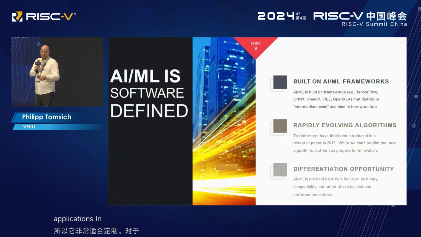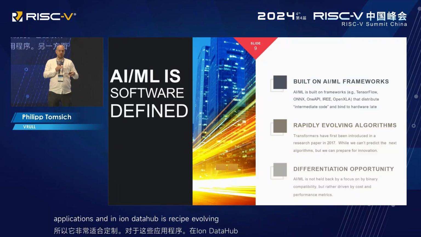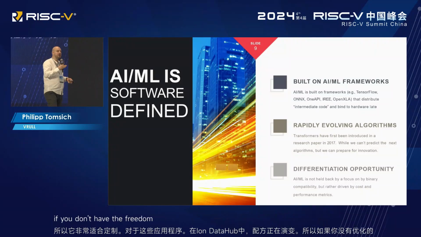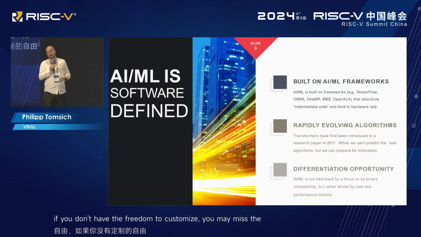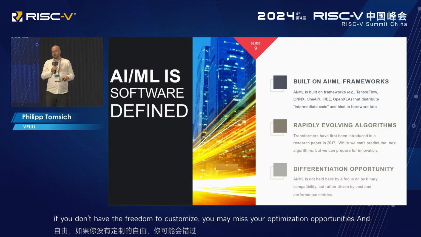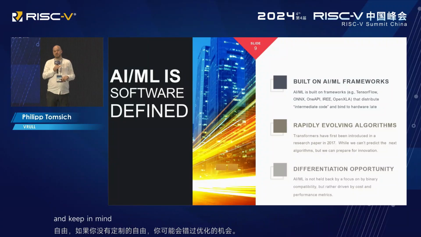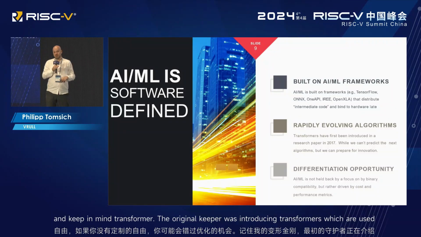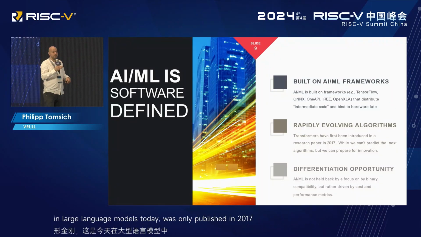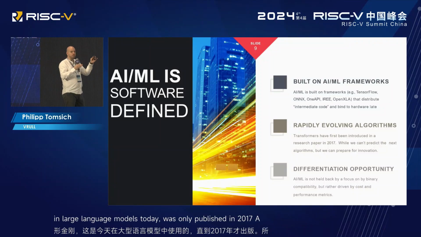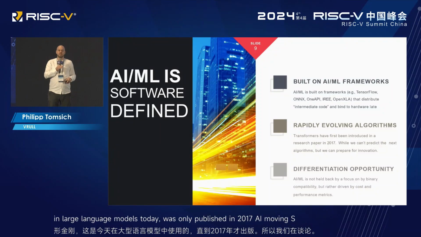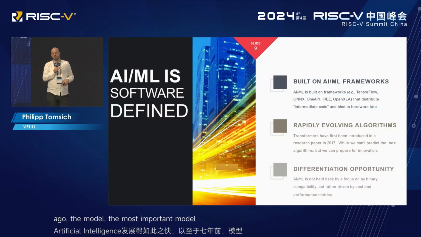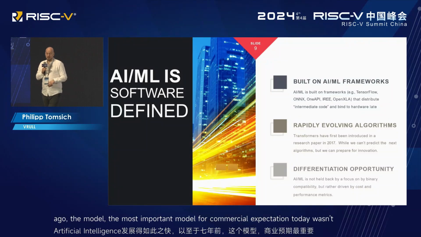And AI, on the other hand, is rapidly evolving. So if you don't have that freedom to optimize, if you don't have that freedom to customize, you may miss the optimization opportunities. And keep in mind, transformers, the original paper that was introducing transformers, which are used in large language models today, was only published in 2017. So we're talking about AI moving so fast that 7 years ago, the most important model for commercial exploitation today wasn't even published in literature yet.